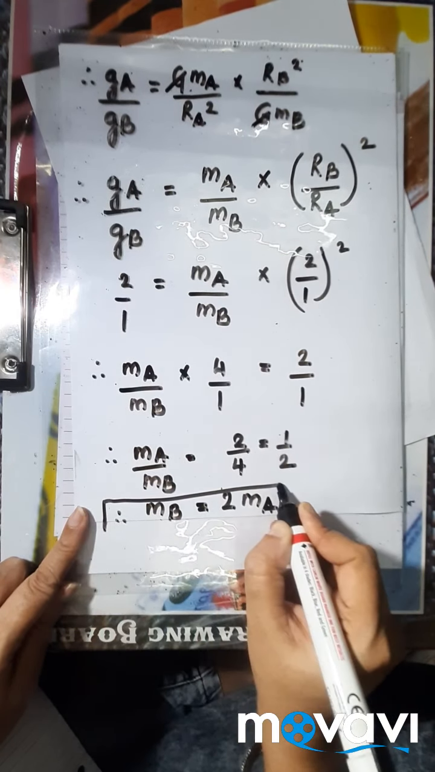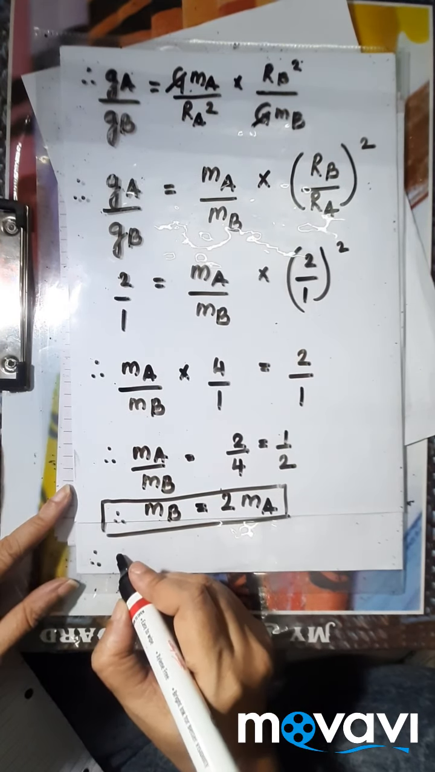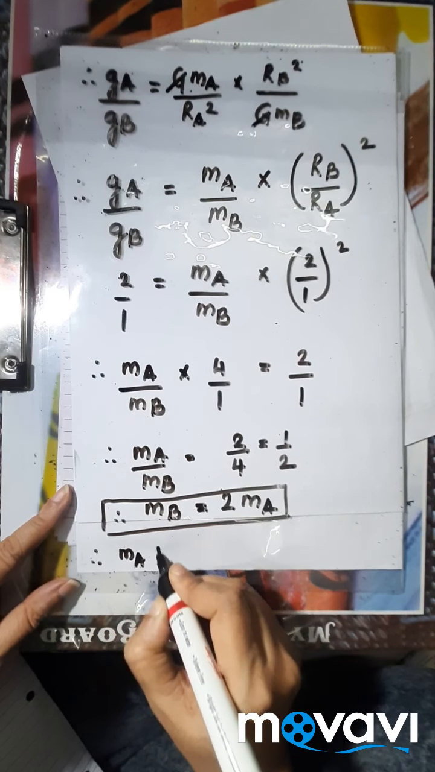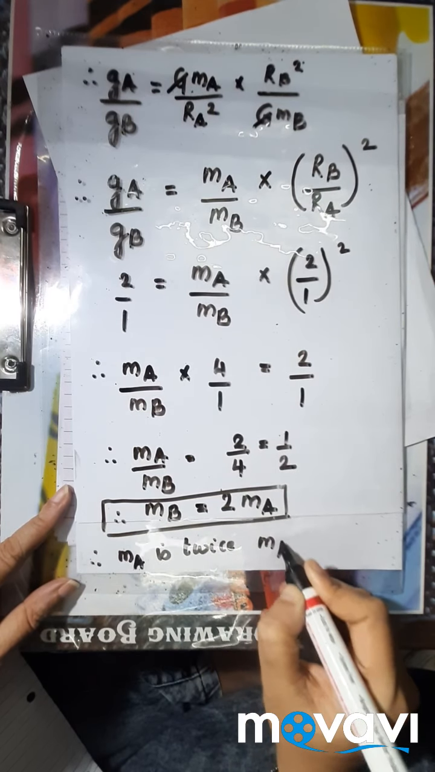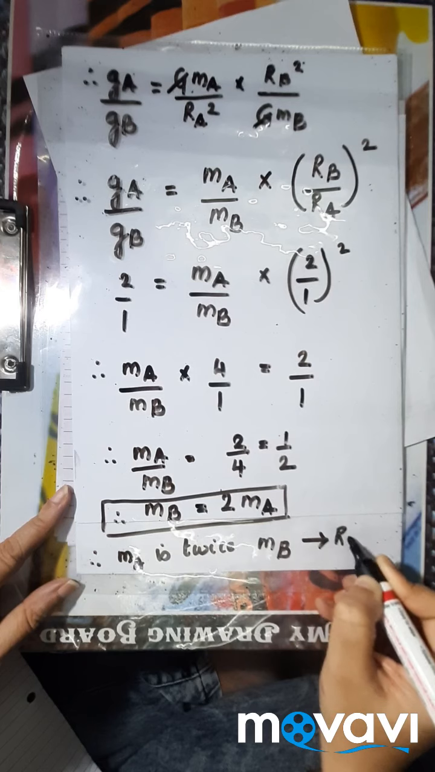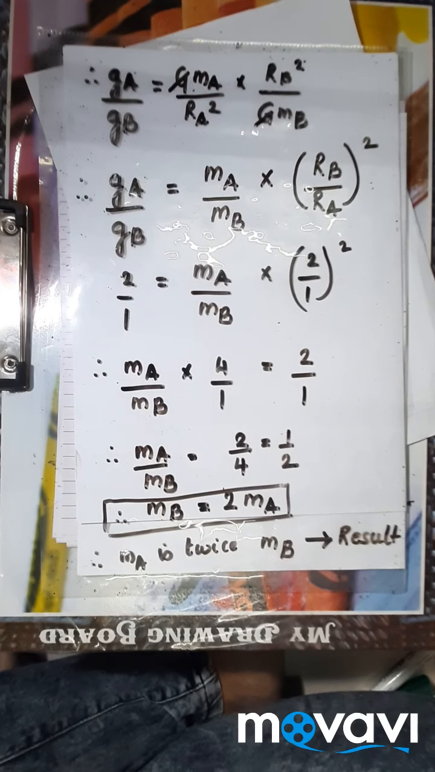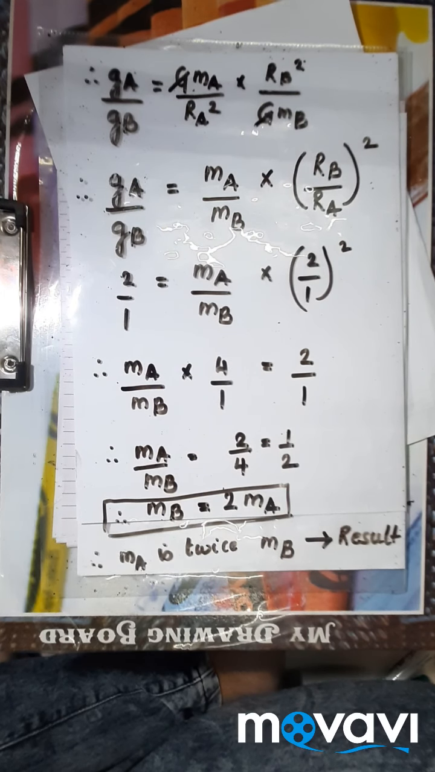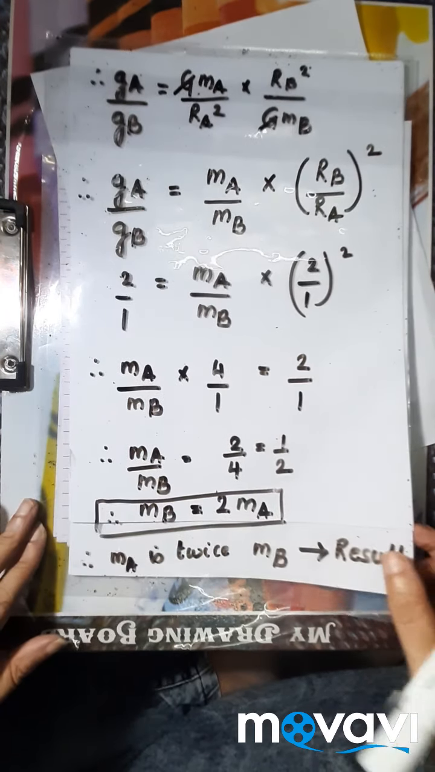This is what I have to give the concluding statement. So I'll write, therefore, mass on A is twice mass on B. Okay, this is my result statement, my answer statement, which is so important in order to get marks in the board exam. Half mark is always reserved for this step. So mass of B is twice mass of A. You can write capital M also, no problem. You can write small m, keep the same alphabet throughout.